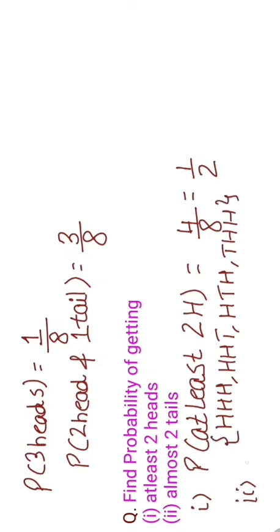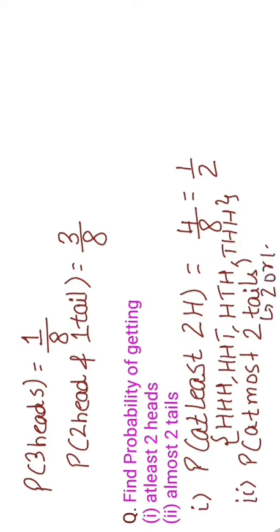Second is the probability of getting at most 2 tails. Now see, at most 2 tails. At most means there can be 2 or less than 2 tails, but cannot be more than 2 tails. Okay, now find the outcomes having 2 or less than 2 tails.